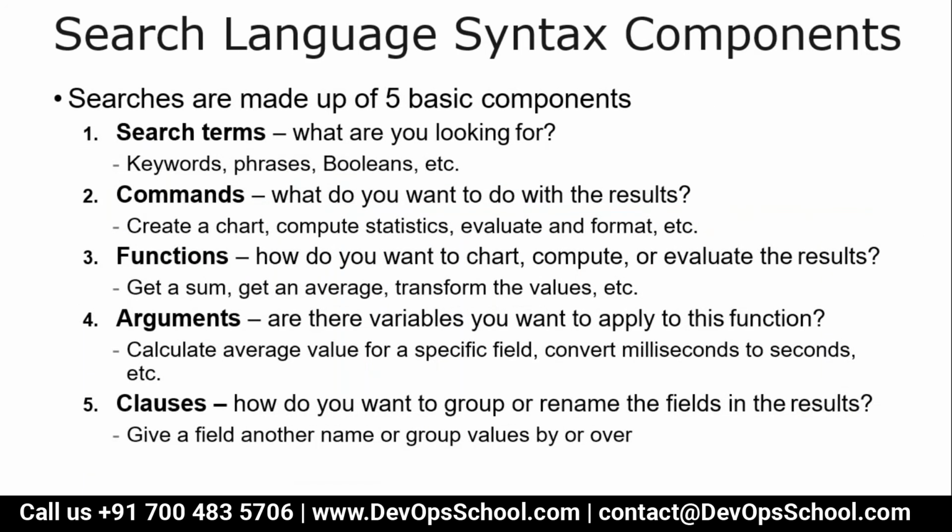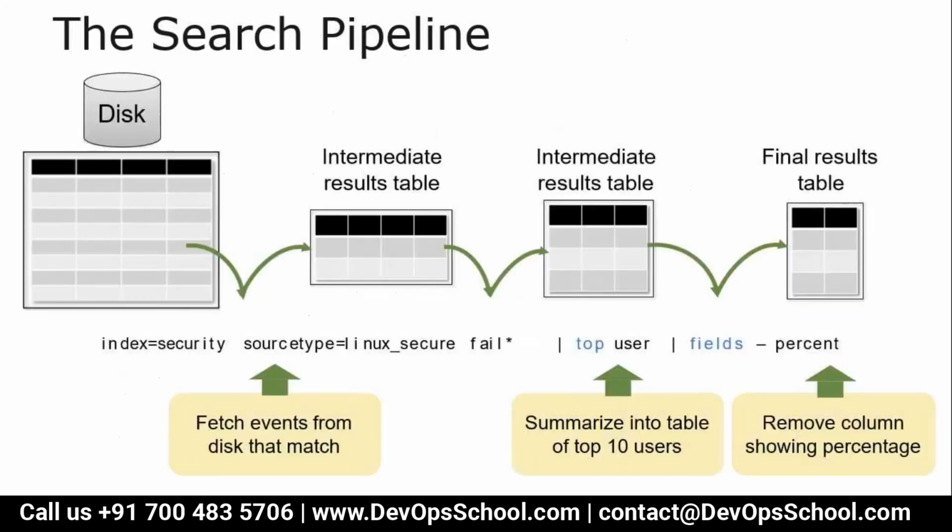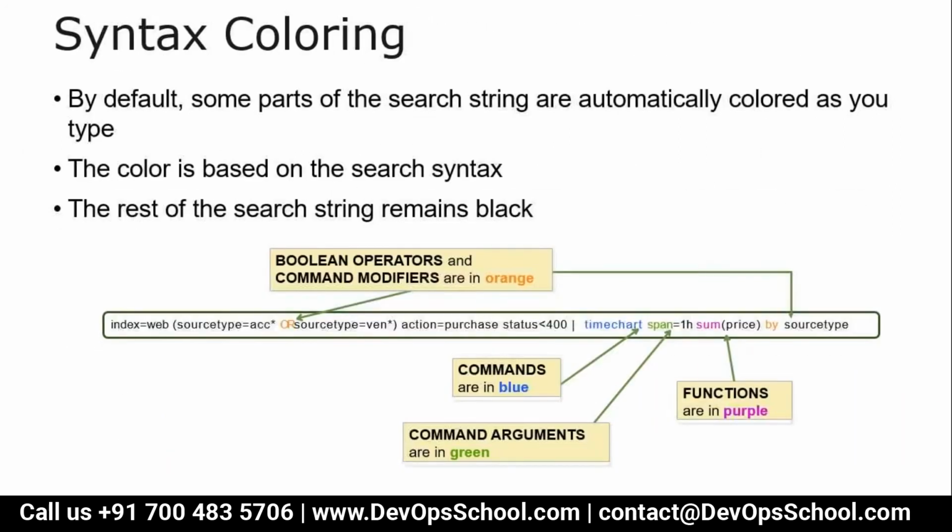Let's move on. So searches are made up of five basic components. The first one is search terms: keywords, phrases, booleans. Then followed by commands. There are more than 100 commands provided by Splunk, and functions may also be more than 100. Arguments and clauses depend on what you need.